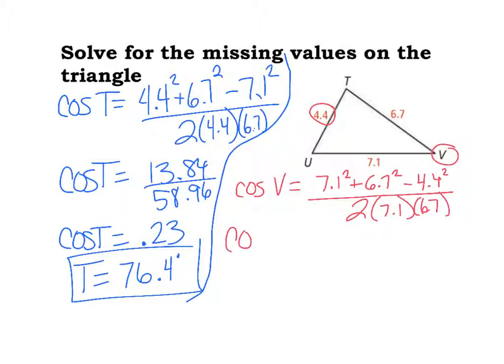All right, cosine of V equals, we do the top part first, 7.1 squared plus 6.7 squared minus 4.4 squared equals 75.94. Divided by 2 times 7.1 times 6.7, I've got 95.14. Go ahead and let's divide those two numbers out.